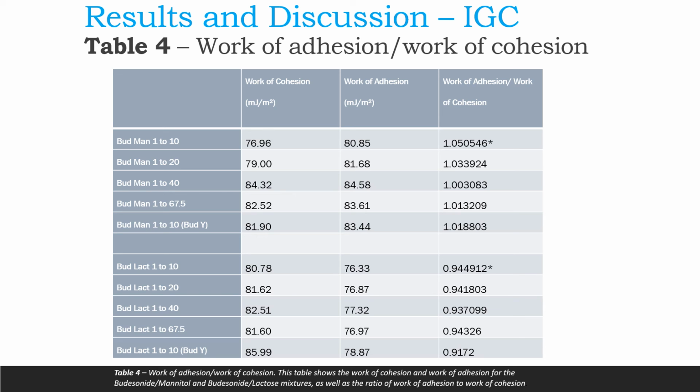This means that it's possible to estimate the FPF of formulations based on the IGC results, where we can see that the higher ratio of adhesion over cohesion correlates with the higher FPF seen in the NGI. In other words, the higher the ratio of adhesion to cohesion, the higher the FPF seen in the NGI.